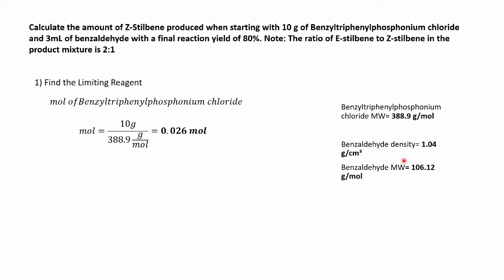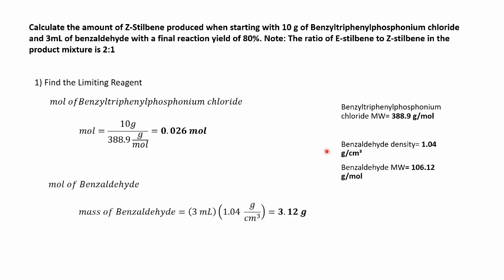To do this, all we need to do is divide the mass of the compound by its molecular weight. Starting with benzyl triphenyl phosphonium chloride, we have 10 grams of the compound, and then we divide it by 388.9 grams per mole, because that is its molecular weight. The grams cancel, and what we're left with is 0.026 moles.